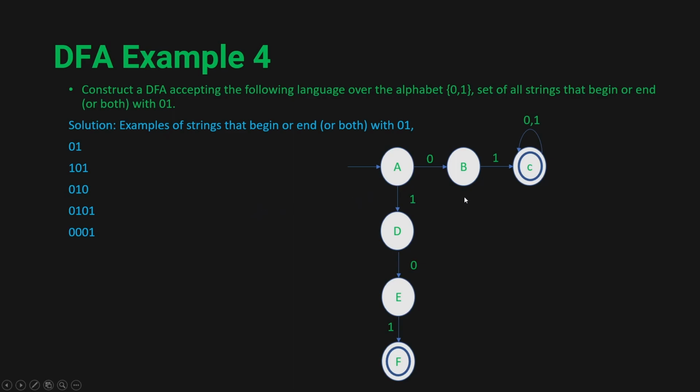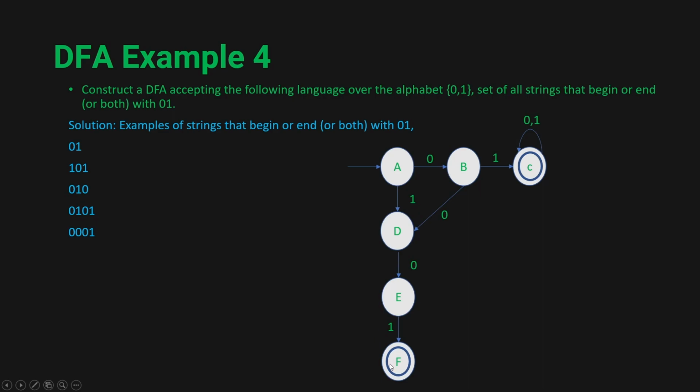Why? Because we have not made a link if we get 0 over here in state B. So let's construct that first. So if you are in state B and you get input 0, you go to state D. Okay. So when you get input like this, a string like this, 0, 0, 0, 1.